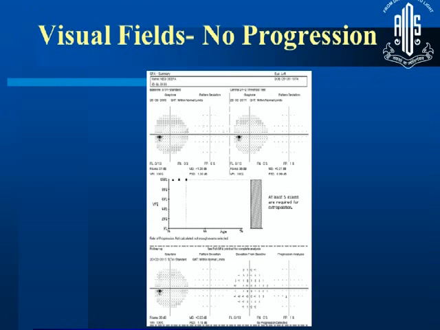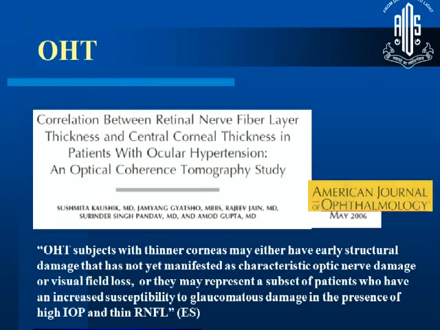There's no progression on the GPA and the visual fields as yet, and we think she's doing just fine. The other thing we looked at in ocular hypertensives was, is there a correlate between the central corneal thickness and the RNFL in patients with ocular hypertension, and why is it that thicker corneas progress so much less? And we did find a very strong correlation between central corneal thickness and RNFL. So probably those with a thicker cornea have a thicker RNFL to start with, and therefore the progression to glaucoma is lesser.